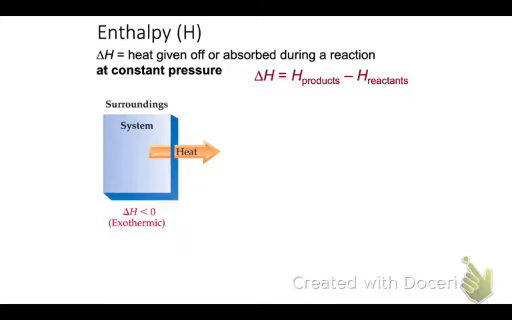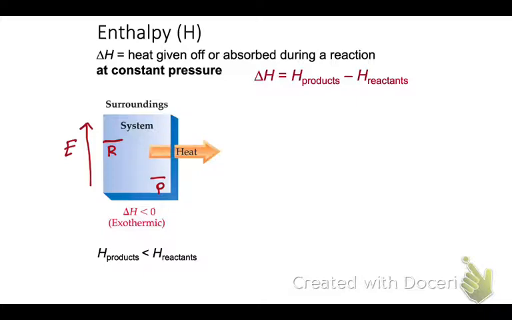So if the reaction is exothermic, it means that the heat of the products was lower than the heat of the reactants. If this is energy going up this way, and these are my reactants and these are my products, it means the potential energy of my products is lower than the potential energy of my reactants.